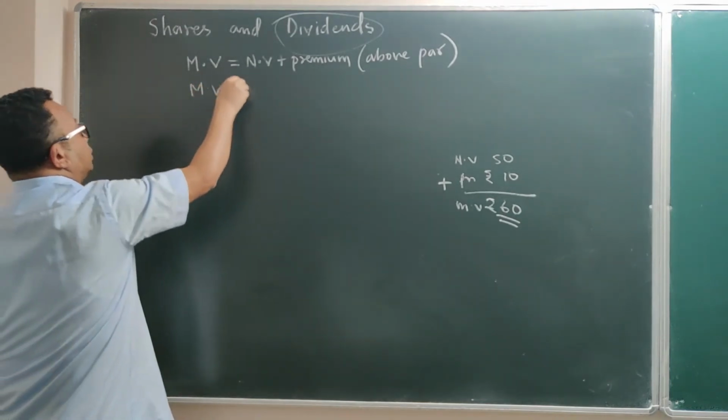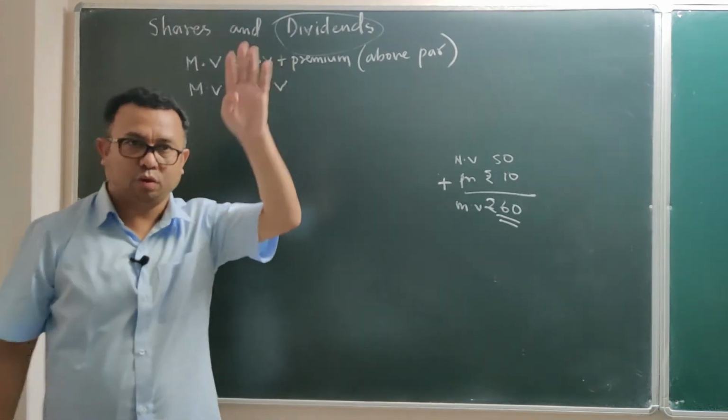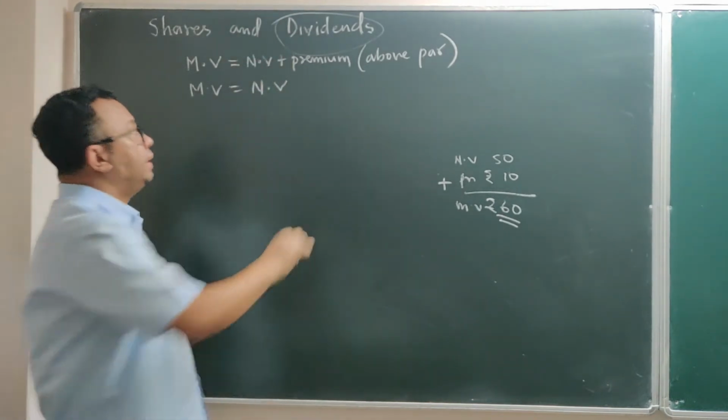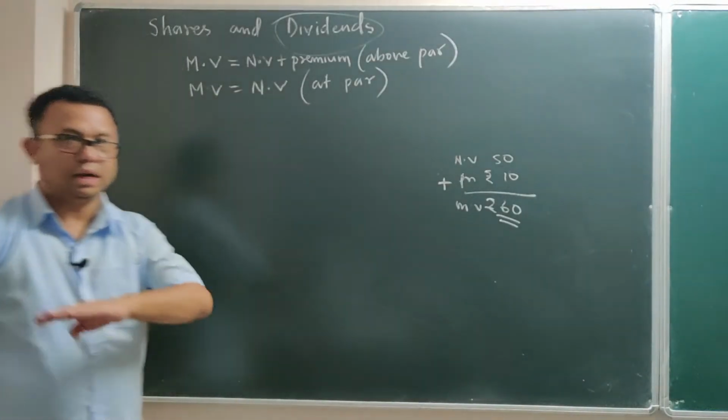Market value sometimes becomes exactly equal to nominal value. So neither will it be raised nor will it go down. It will be exactly the same. In such a case, we say that the share is at par. At par means equal.